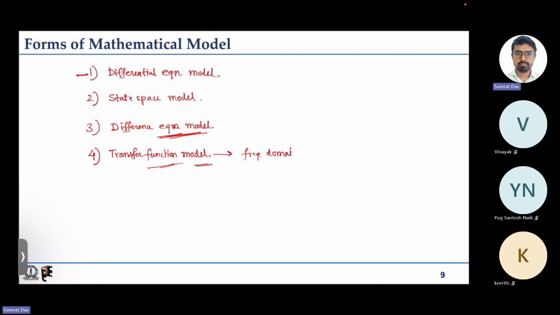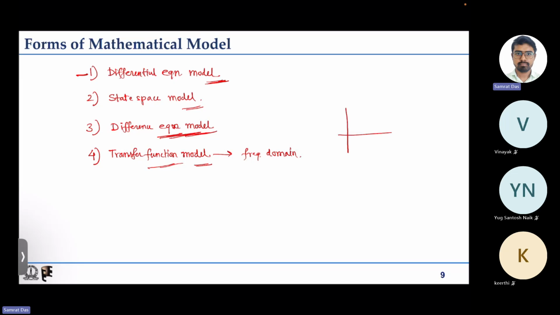All the other ones, so differential equation, that is time domain, continuous time domain. State space model also continuous time domain. Difference equation is discretized time domain, and the transfer function model is frequency domain. So what does it mean? You need to relate the input and output with some magnitude and phase.